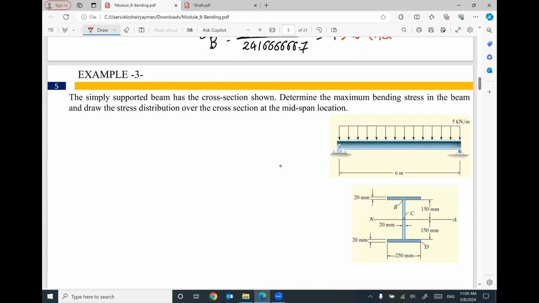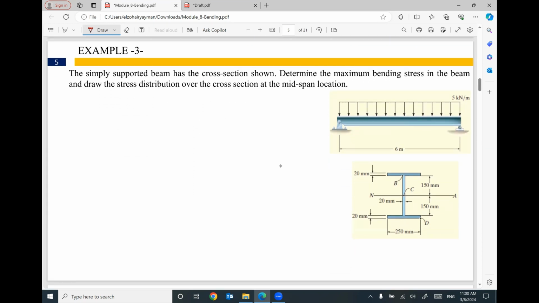We have another example. We are given a simply supported beam between two supports at A and B. We need to figure out the maximum bending stress, sigma maximum, in the beam, and we need to draw the stress distribution over the cross-section at the mid-span location. Mid-span location, this one.